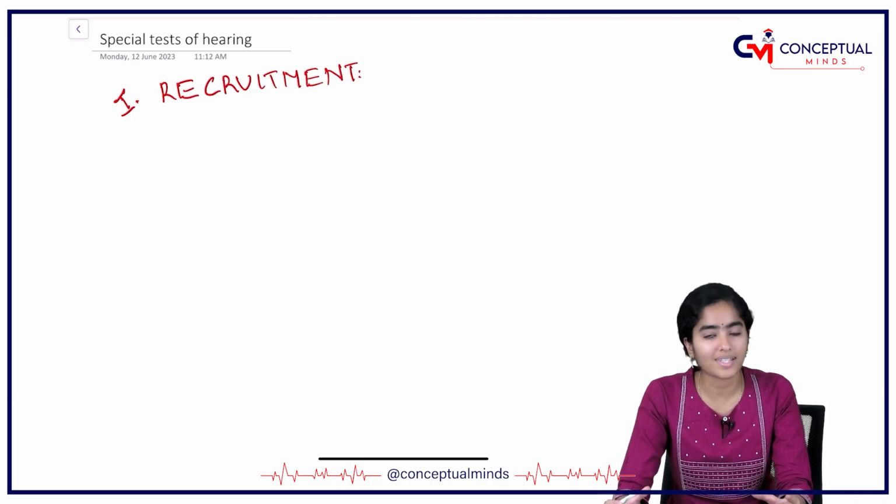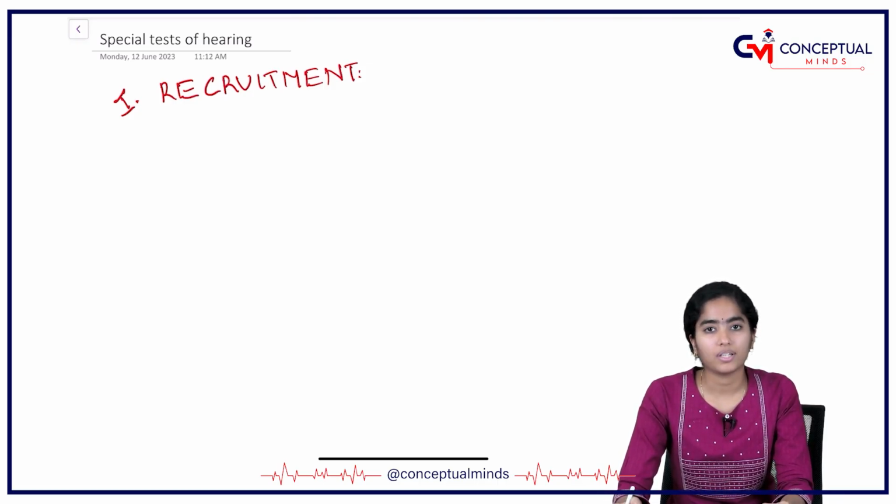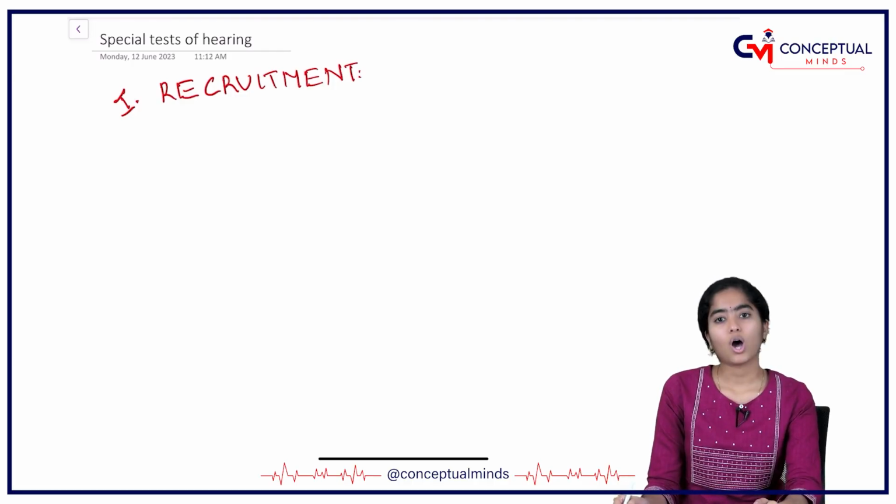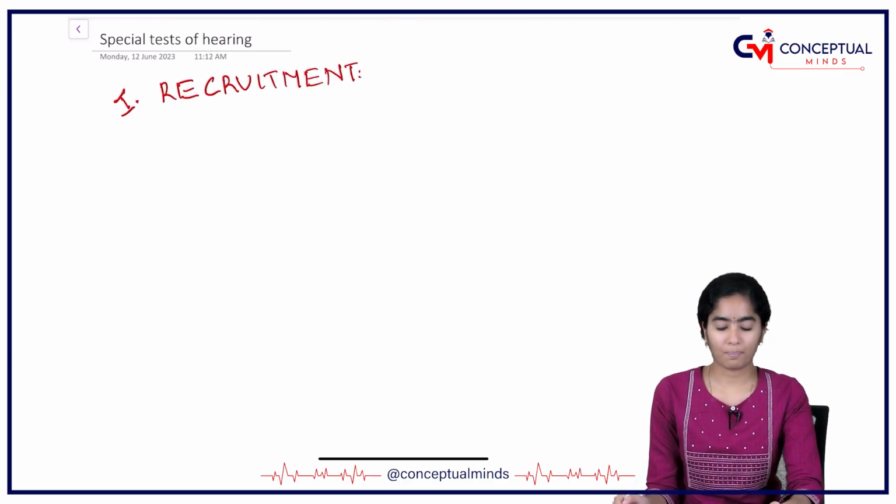And we can use this principle to diagnose recruitment, and this principle is used in the test. The main concept is a loud sound becomes abnormally loud, unbearably loud in the recruiting ear. Now these patients are poor candidates for hearing aids, because when we put hearing aids, the voice suddenly becomes very loud and it is a disadvantage for the patient. They cannot bear that amount of loudness. Now the test that we do is called the alternate binaural loudness balance test.